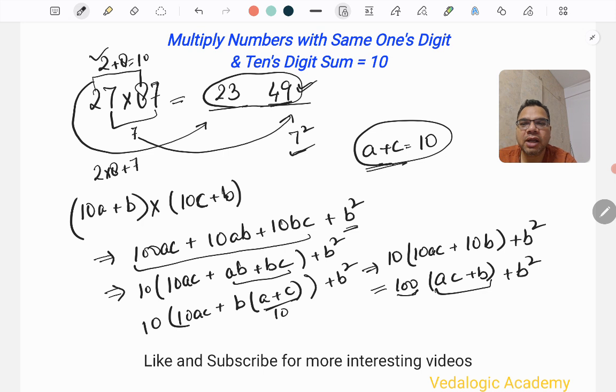For the first part of the answer, what we did was 2 into 8 plus 7. And that's what we are seeing here: A into C plus B. So the formulas that we have in Vedic Maths, they have a logic behind them. It is not magic, for sure.